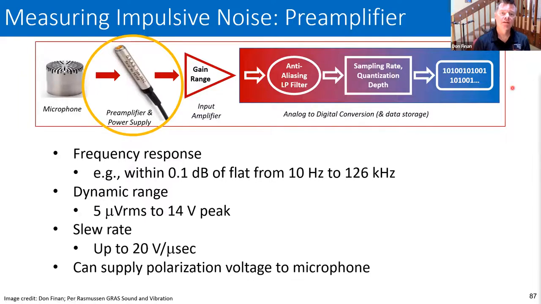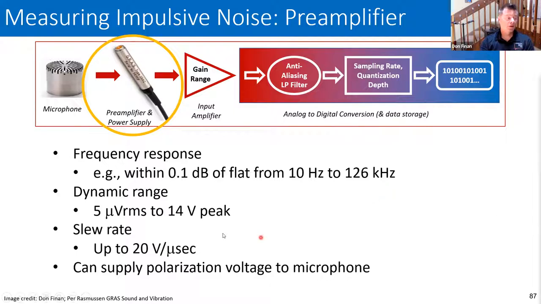All right, let's take a look at the power supply and the preamplifier right now. That was all microphone issues and possible limitations. What about the preamplifier? For the preamplifier, we have to have a device that also has a wide frequency response. It has to be essentially matched to the microphone and should optimally have an even wider frequency response than that. So we have to have a frequency response that's quite flat, from 10 hertz to at least 126 kilohertz for the power supply and the preamplifier itself.